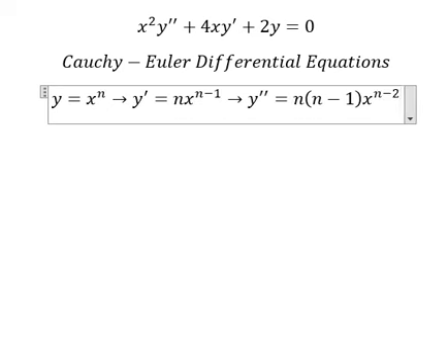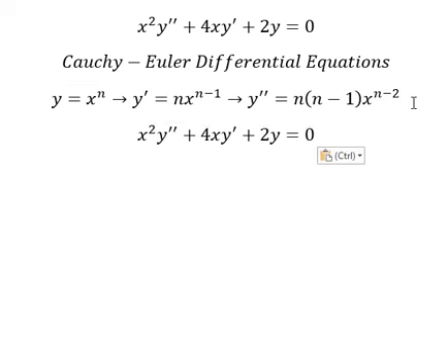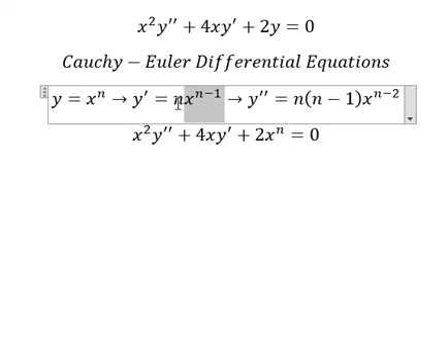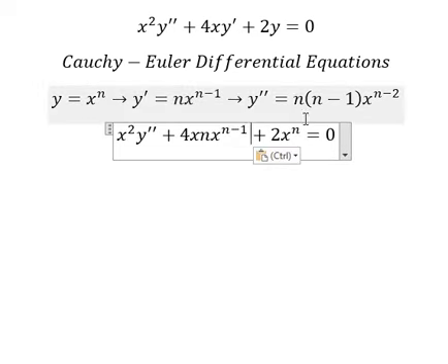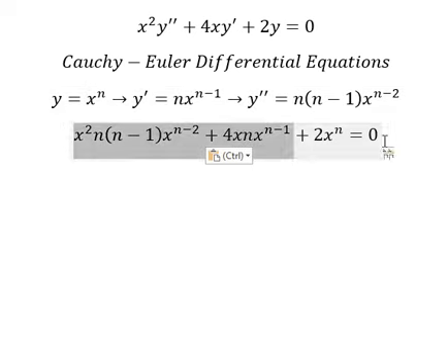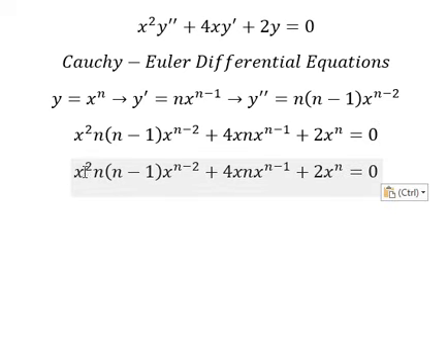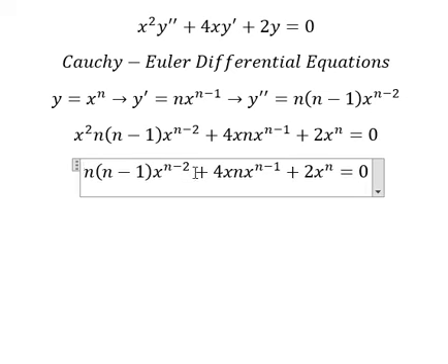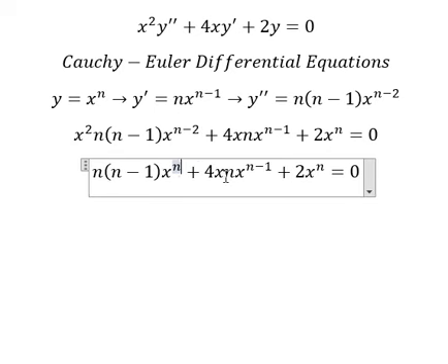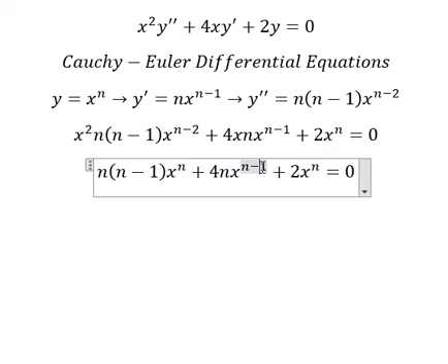minus 2. Now I will put this one here, this one here, and this one here. So s to the power of 2 with s to the power of n minus 2, we simplify like this. So negative 2 with positive 2, they cancel. Similar for this one, they cancel.